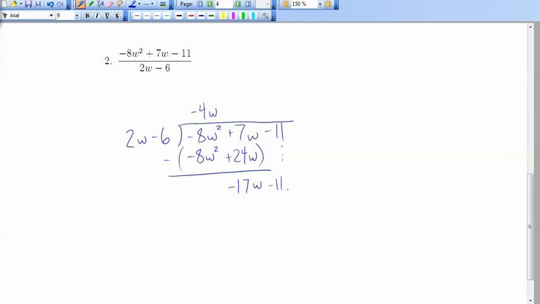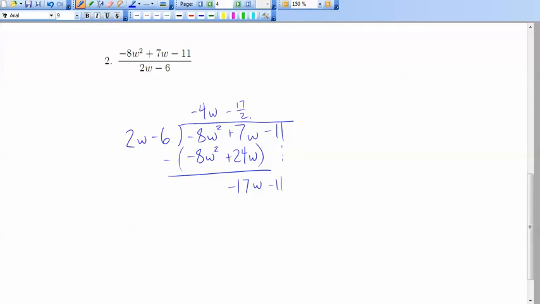And I ask myself, how many times does 2w go into negative 17w? Or, another way to ask that question is, what do I have to multiply 2w by to get negative 17w? Now, there's not an integer answer to that, but there's definitely a good fractional answer to that question. Okay? If we multiply 2w by negative 17 halves, we definitely get negative 17w.